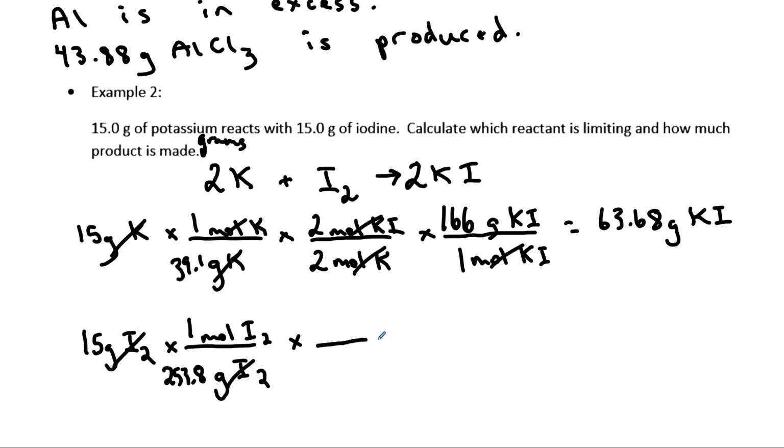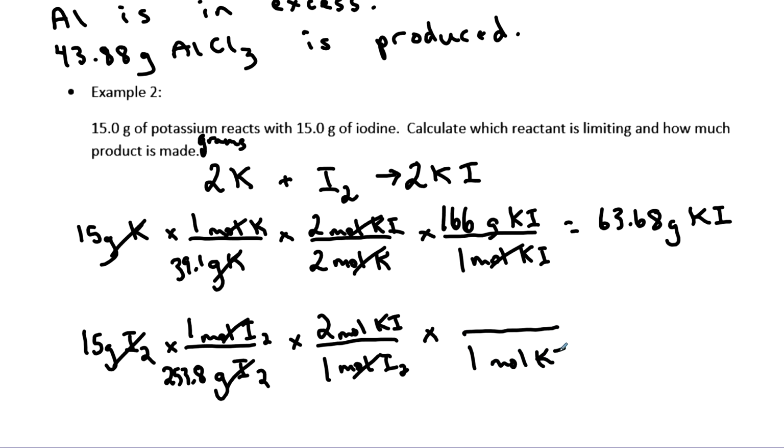And then I'll use my mole ratio step to get from iodine to potassium iodide. Okay, so I want to pull my coefficients here. Iodine's a 1, potassium iodide's a 2, so a 2-to-1 ratio. And finally, I want to get into grams so I can compare my amounts. So the last step here is the same as the last step here.